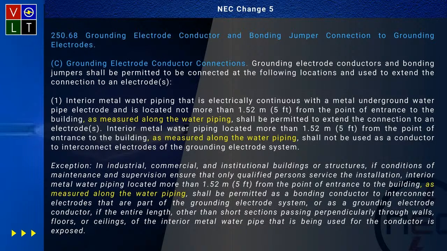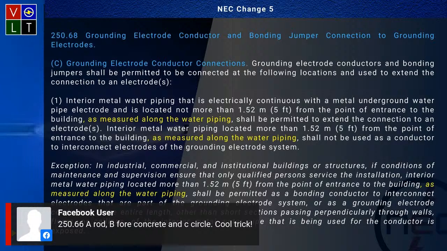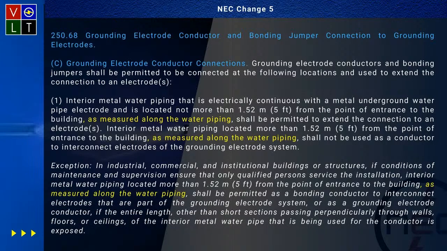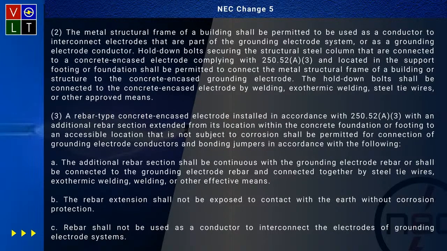Now, when you come down and you look at one, what does it talk about? It talks about the interior metal water piping here, and they just added in here as measured where? Along the water piping, in order to clarify that you have the proper amount of water pipe within the ground. Okay. Now, right. When I move forward here, you're going to see none of the rest changed here.